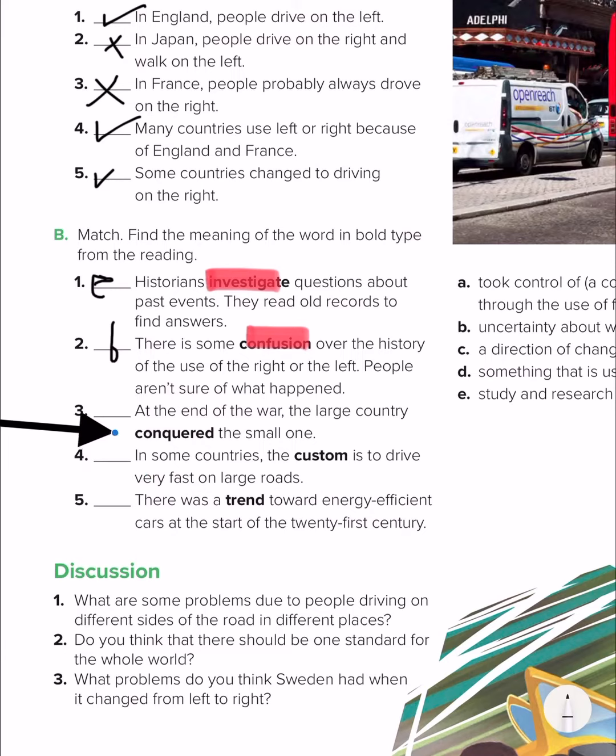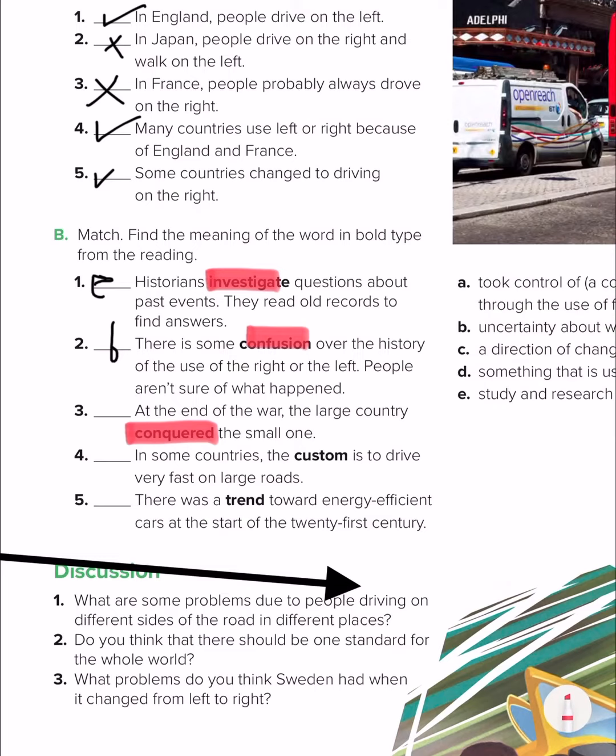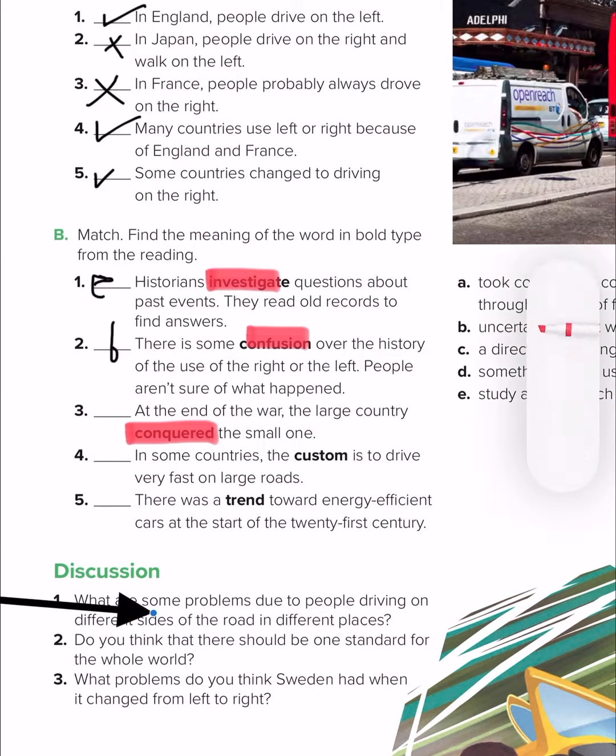Number 3, at the end of the war, the large country conquered the small one. So what does this mean? It means if there was a war between two countries, the powerful country, or let's say the super country, will take control of the weak country. So look here, take control. So of course it will be A here.